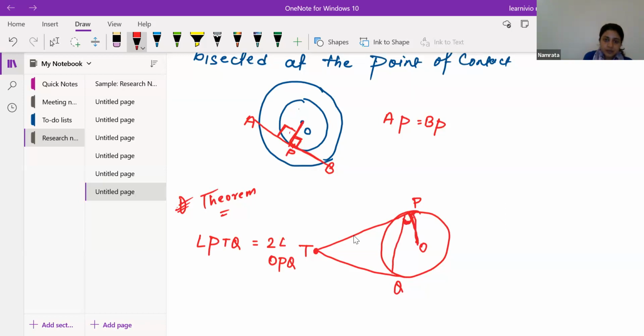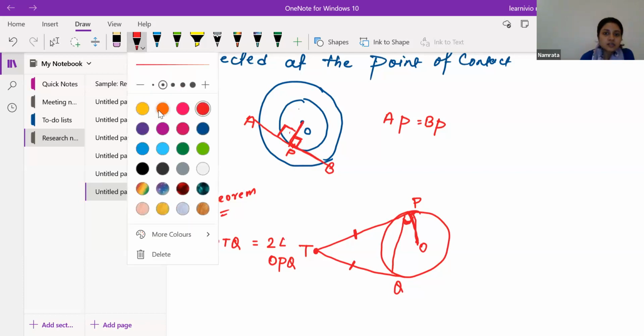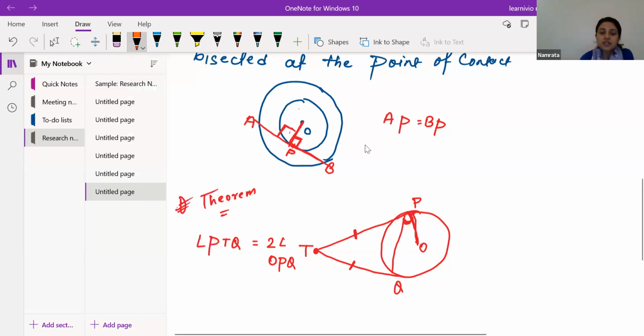Like this. And okay, this is the angle OPQ. Now, if we do like this, can we say we already know that TP will be equal to TQ from the first theorem? Can we say? Yes. We can say that TP will be equal to TQ because both are just tangent lines drawn from a common point, right? Yes. So TP will be equal to TQ.